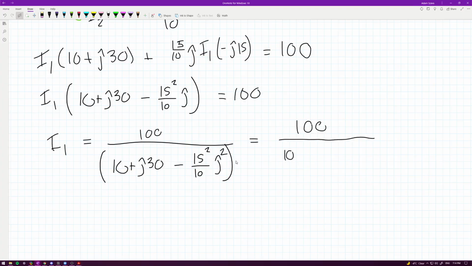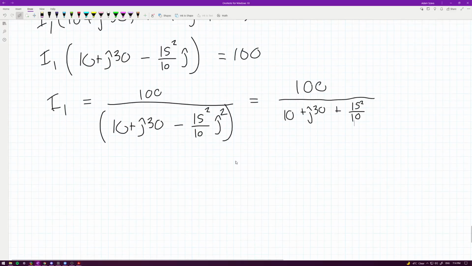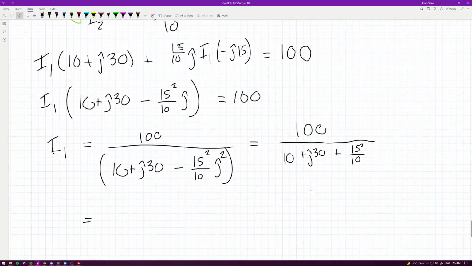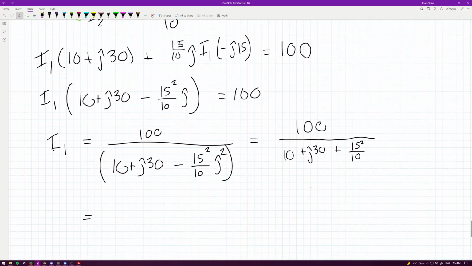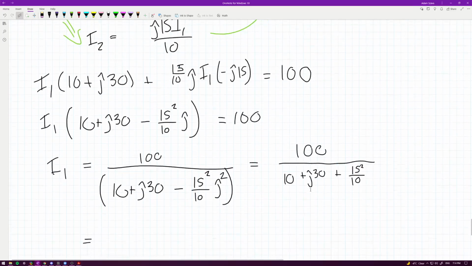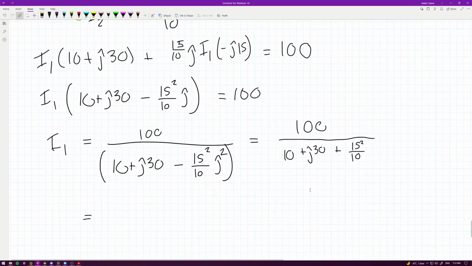So it's 10 plus J30, and this is going to be plus 15 squared over 10, right? Because the J squared is negative 1, so then you just have that. Okay, and then we will have our first solution, which is, well, essentially that's the answer, but I'll just type it into my calculator and see what it gives me.